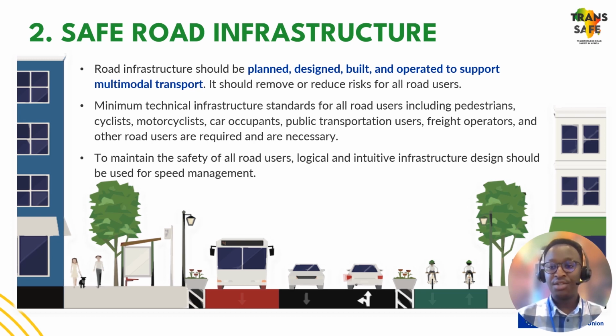These standards should include features like sidewalks, safe crossings, cycle paths, motorcycle lanes, bus lanes, safe roadsides, segregation of different modes of traffic, median separation of high-speed traffic, safe intersection design, and speed management suitable for the location, desired amenity, and type of traffic. The image on your screen shows some of these features.